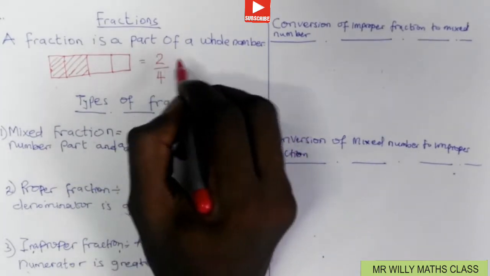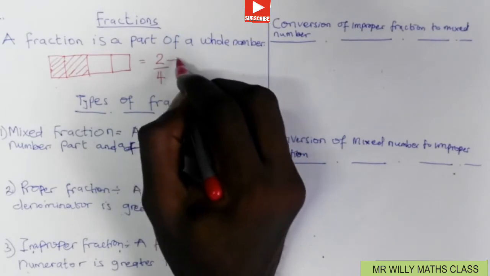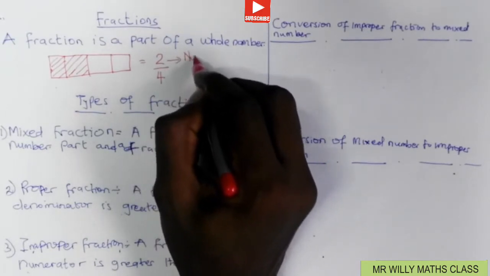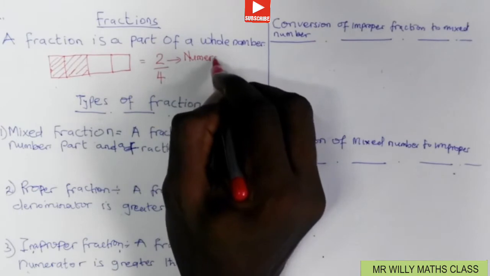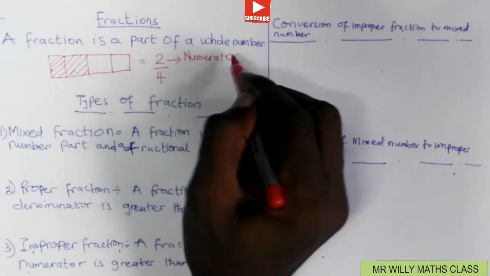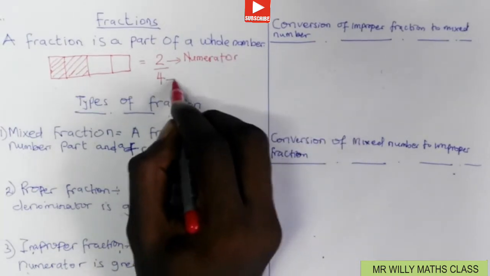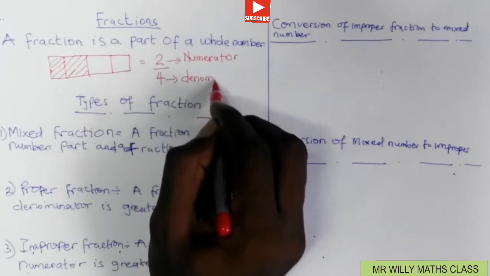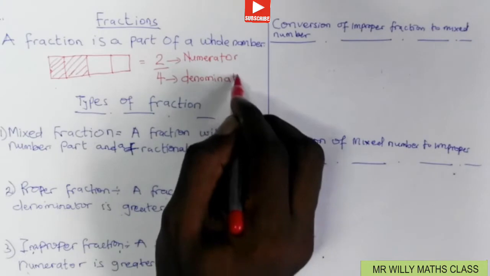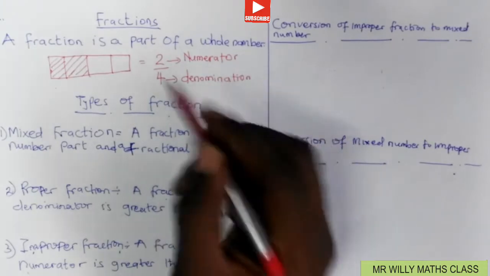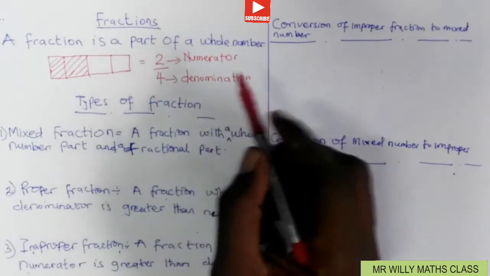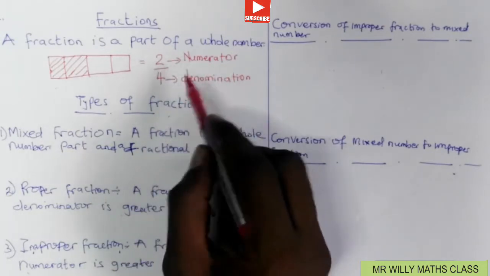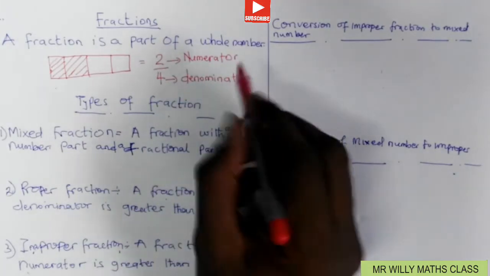The number written at the top is always referred to as the numerator, while the one down is known as the denominator. So a fraction is a part of a whole number. So 2 is the numerator, while 4 is the denominator.